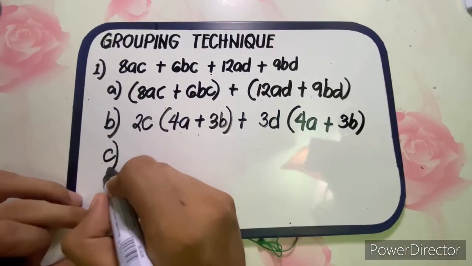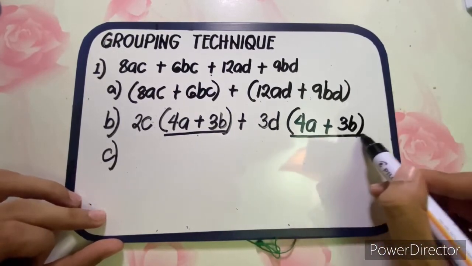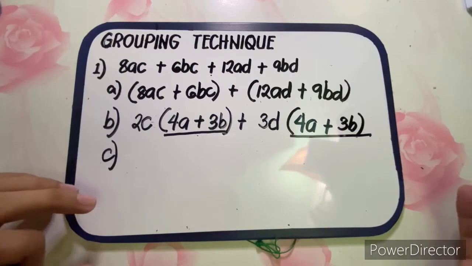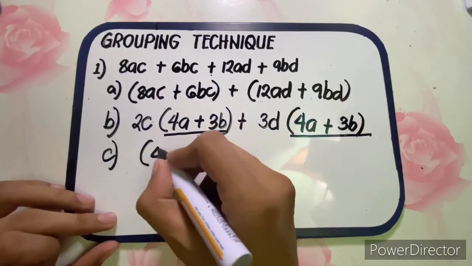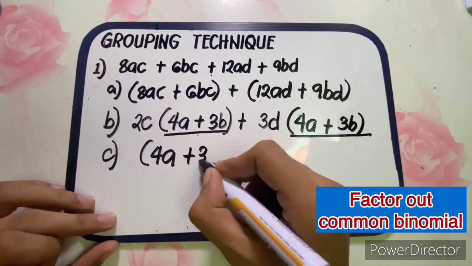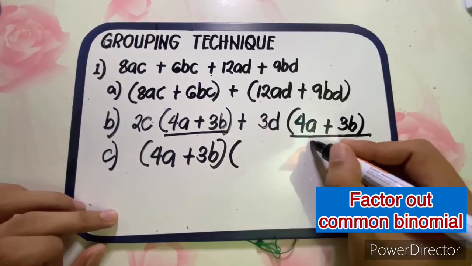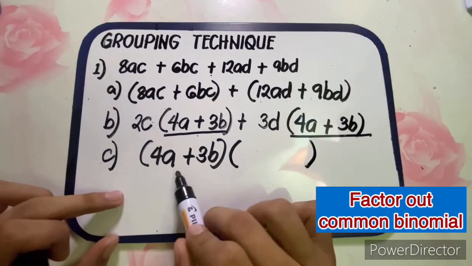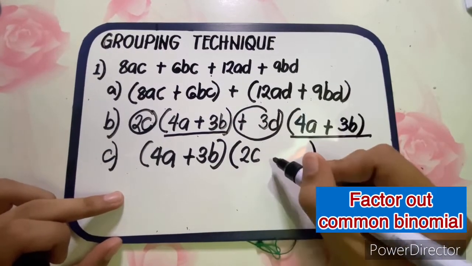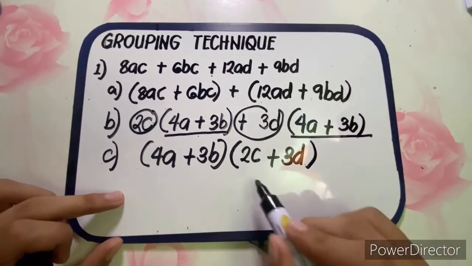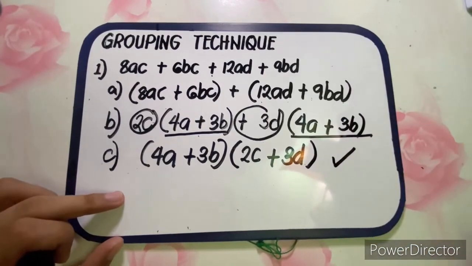Now, let's observe the second step here. We have a common binomial 4A plus 3B, so we need to factor out that one. Since this is a common binomial, we will write this 4A plus 3B as the first factor. Then just copy this one, 2C plus 3D, which is the second factor. So this is our answer.